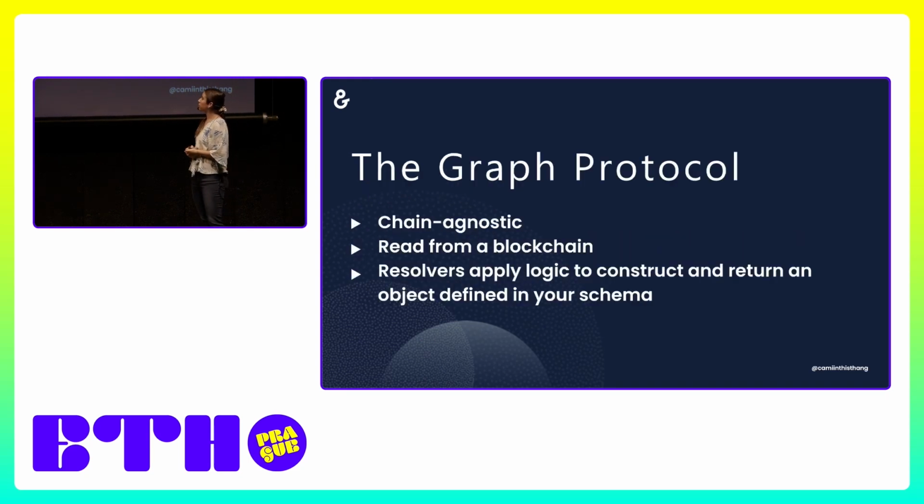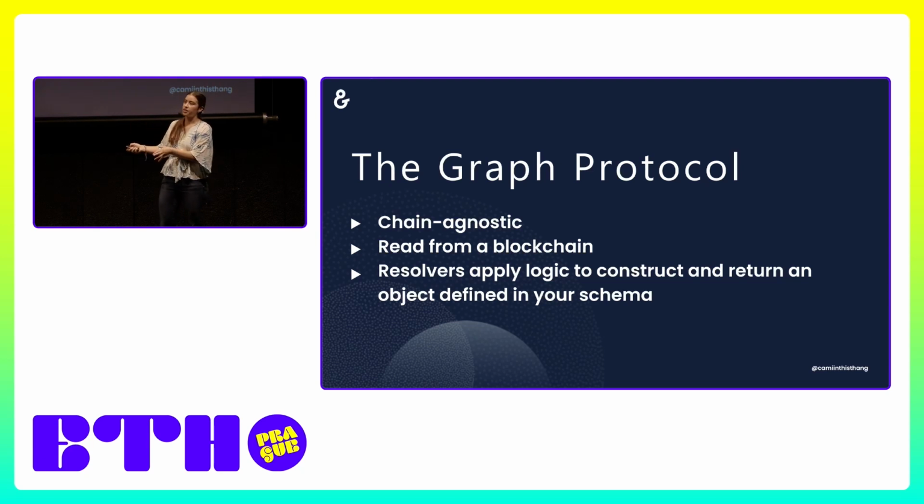So quick overview about the graph. The graph is chain agnostic, meaning that you can use it with any chain. You're not locked into one chain. There's support for Ethereum. We just announced support for Cosmos. There's support for Near and support for a bunch of other L1s coming in the roadmap. And the way it works is that it reads data from a blockchain.